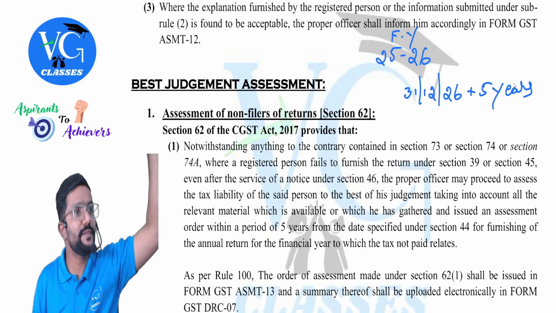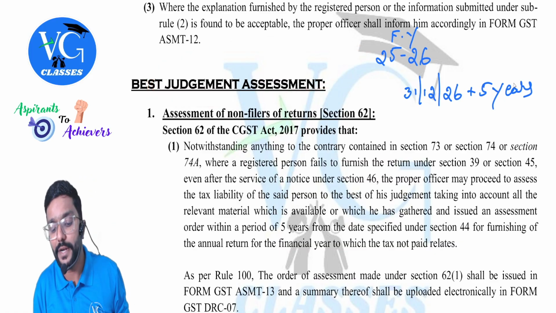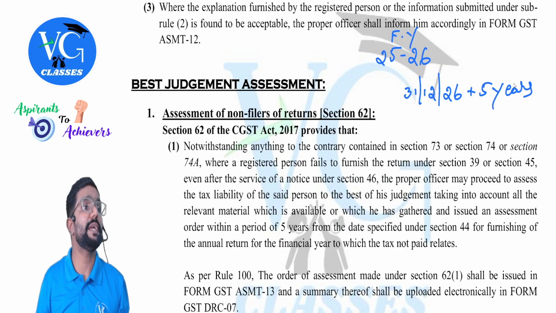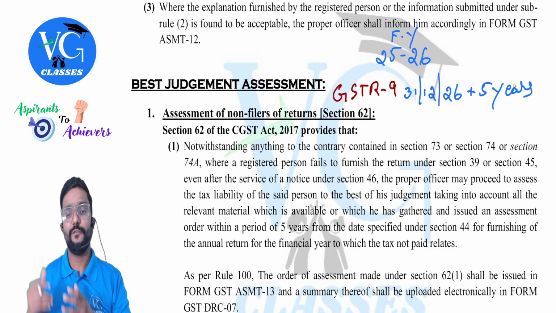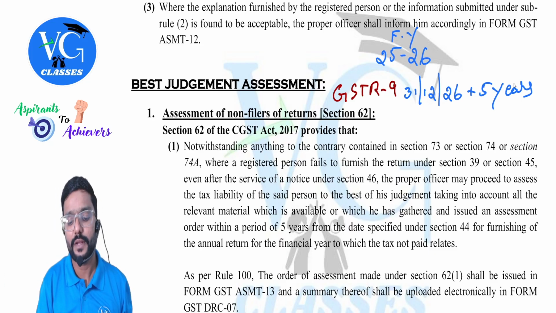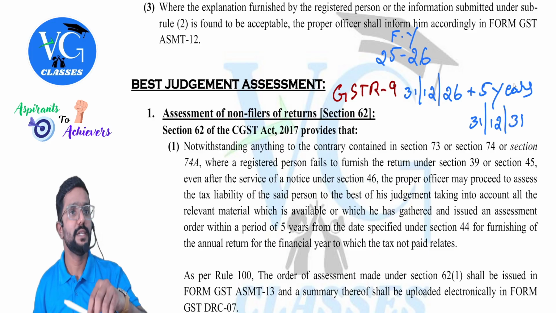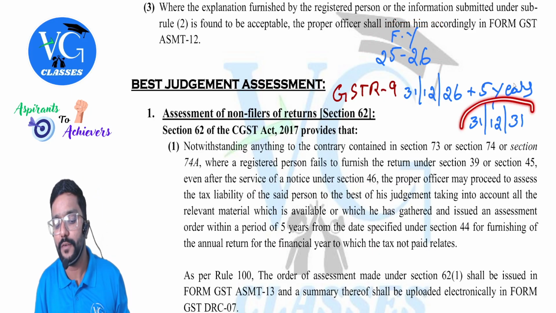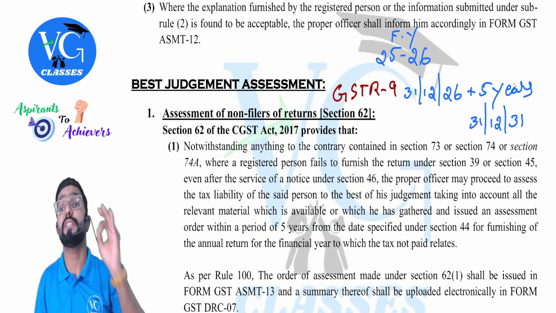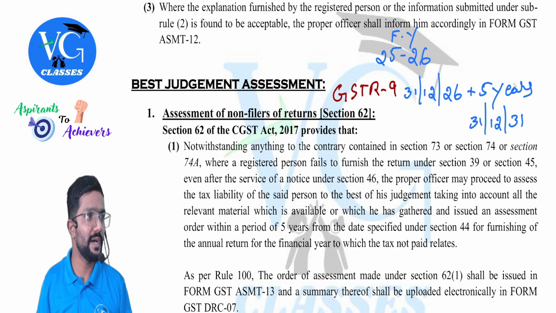For whatever returns I have not filed for any month or any quarter of financial year 25-26, the proper officer will have a right to pass a best judgment assessment order till what time? Plus 5 years from the due date of filing the annual return. The annual return is filed in which form? GSTR 9. So 5 years means till 31st December 2031. So with respect to financial year 25-26, the proper officer will have time till 31st December 2031 to pass the best judgment assessment order. Clear? Yes, sir.